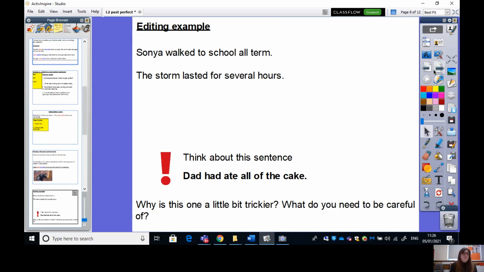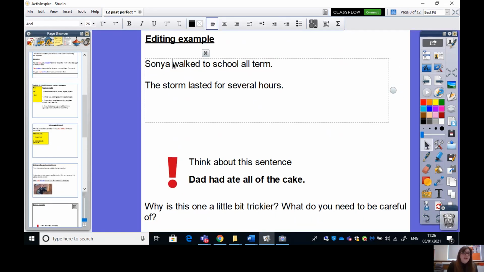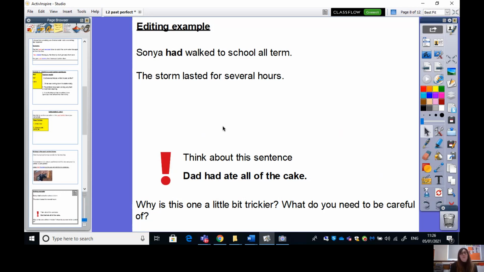So we've got 2 examples here. We have Sonia walked to school all term. So have a think to yourself now, how would I need to change that sentence so it's in past perfect? Okay, hopefully you've identified the verb, which is walked, and you can see that had should go in here before the verb. I'll just make that bold for you so you can see it. Sonia had walked to school all term. Sentence 2, the storm lasted for several hours. Try and find the verb.